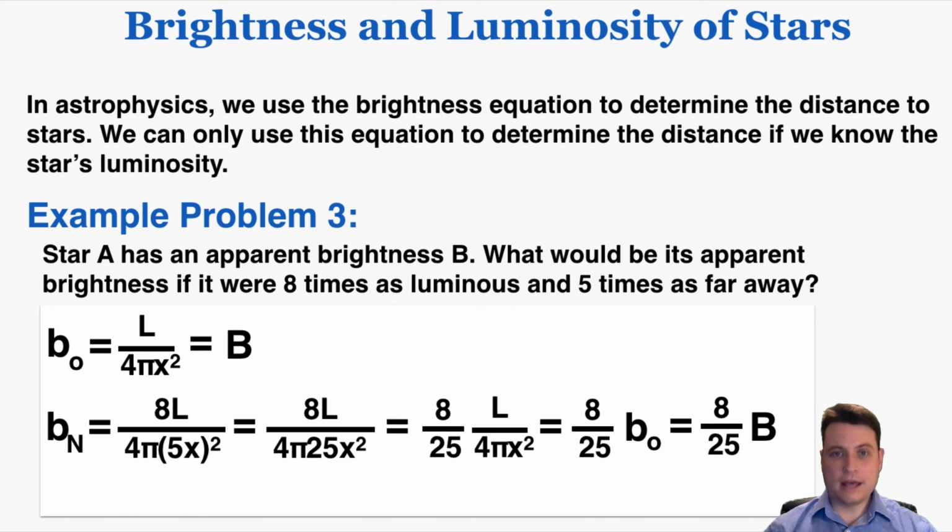So that's how you apply the brightness and luminosity equation on its own. In the next few lectures, we're going to learn how to use this to find the distance to specific stars given other properties of the stars.